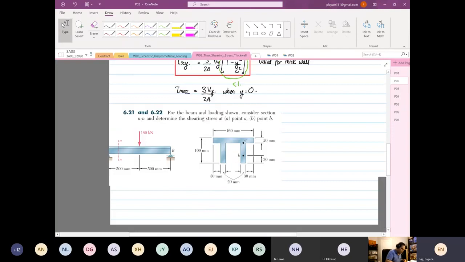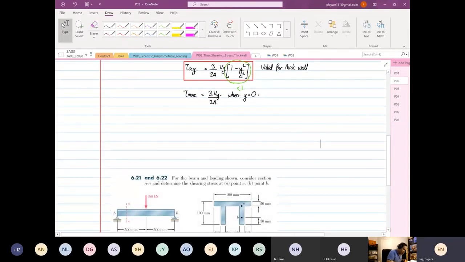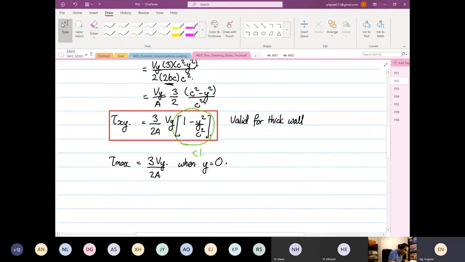So I'm going to sketch out how the shear stress will distribute. And you know this equation is a second order polynomial equation.